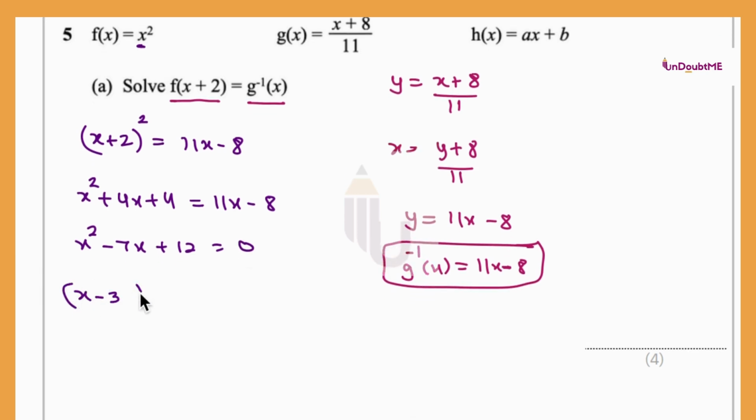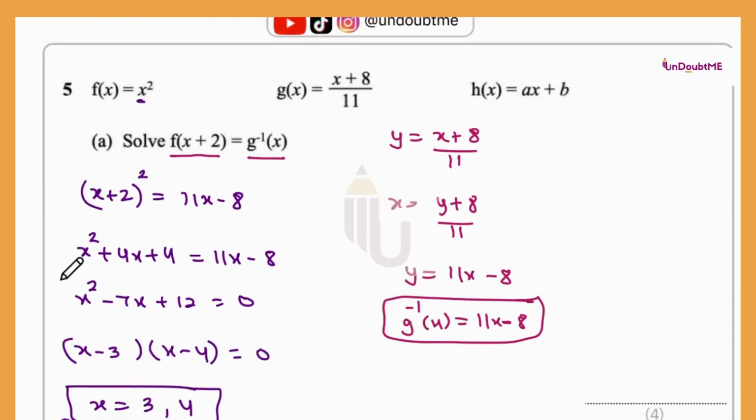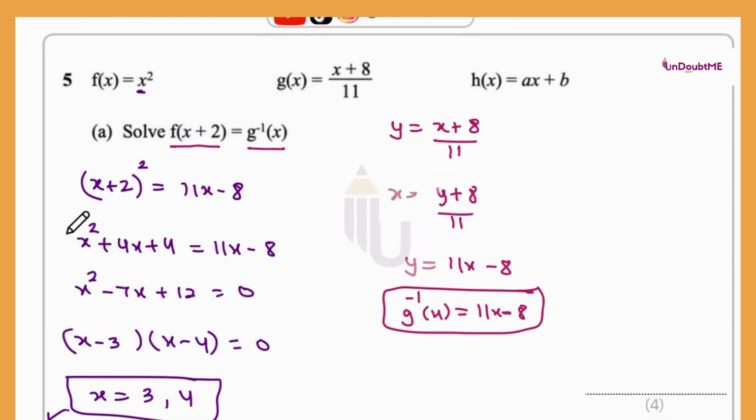It will be x minus 3, x minus 4 as the factors. x will be equal to 3 or 4. These are the two answers. Both values are eligible, so we can move forward with both answers. Okay, if for any of the questions you feel that you're not clear, you can watch that part again.